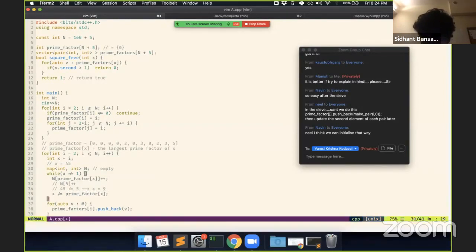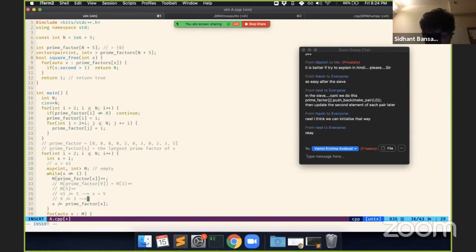In the next iteration, x is still not 1. So what will happen next time? Next time, m of prime factor of 9, which is 3, so m3 plus plus, right? And 9 divided by 3 gives x equal to 3, right? Now x is still not 1. We'll again get m of prime factor x plus plus, which is again m of prime factor 3, so m3 plus plus again.